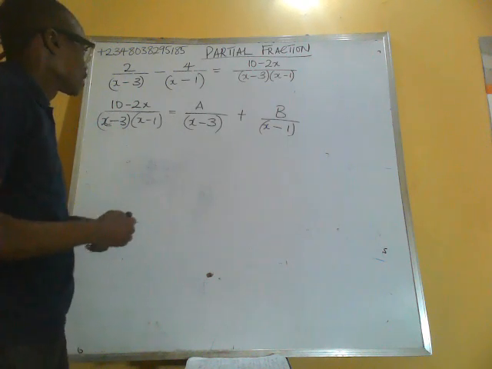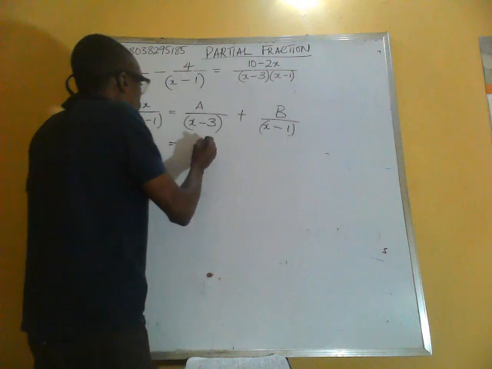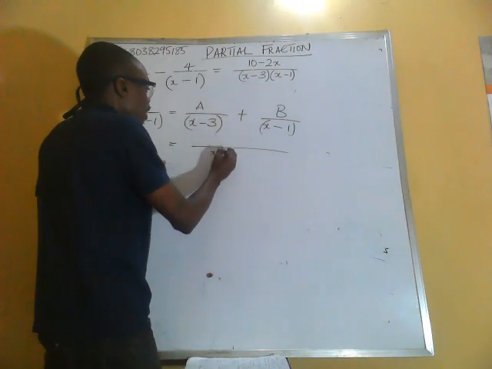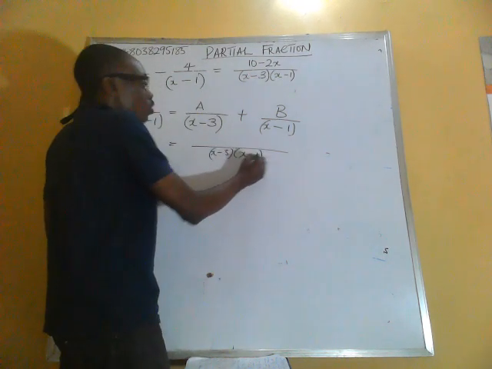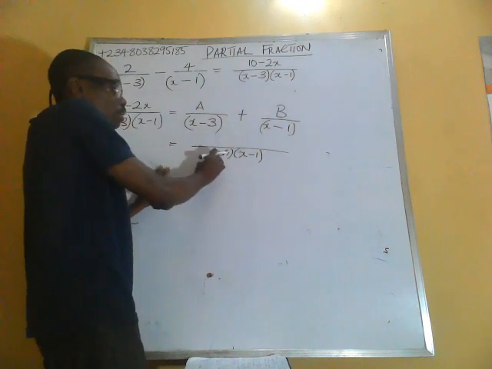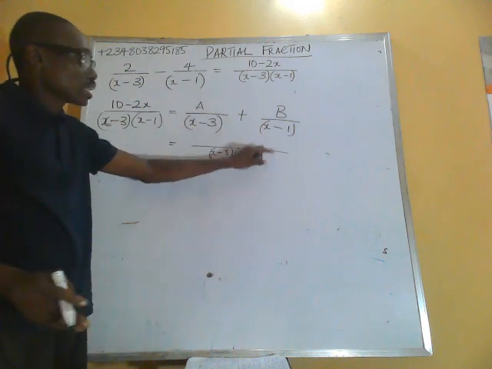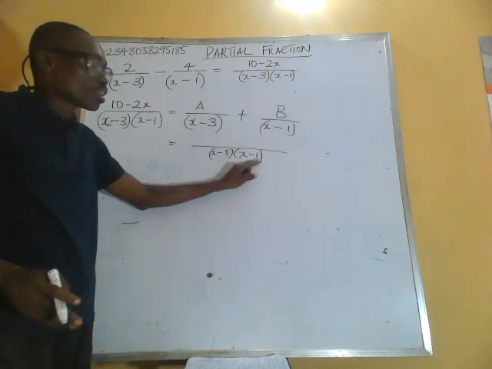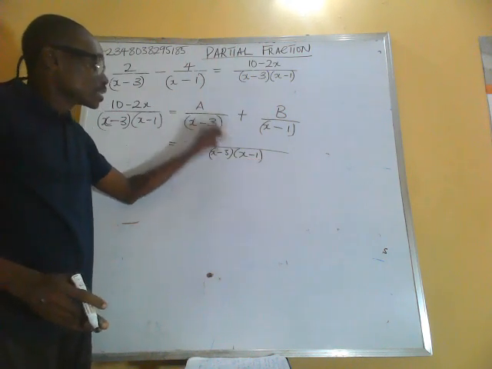Having arrived at this right now, what do we do? We find the LCM here. The LCM here is x minus 3 into x minus 1. The LCM of x minus 3 and x minus 1 is x minus 3 into x minus 1. So x minus 3 in the LCM, x minus 3 will cancel x minus 3. So you are left with x minus 1. So that is going to become A times x minus 1.